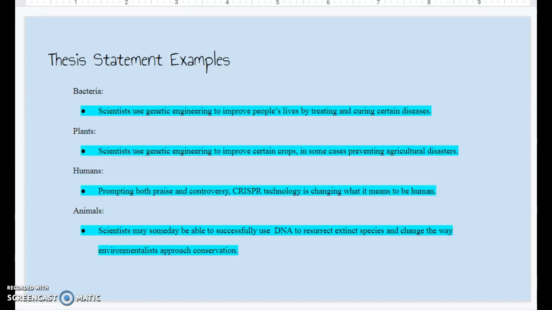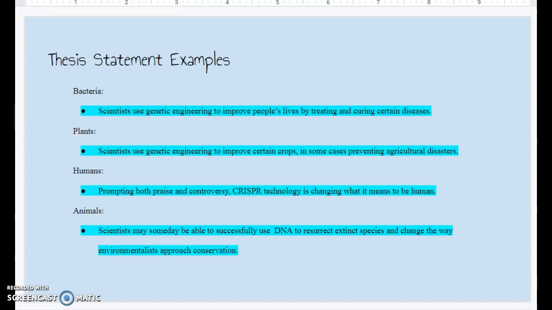So for bacteria, mine was, scientists use genetic engineering to improve people's lives by treating and curing certain diseases, okay? So specific, I'm talking about how they're going to use genetic engineering to improve people's lives by treating and curing certain diseases. Now I know that in my body paragraphs I'm going to be talking about different diseases. I'm going to be including examples of diseases that have been treated or cured using genetic engineering. But it's general enough that I don't need to go into all of the specific details quite yet. I'm going to be doing that in my body paragraphs.